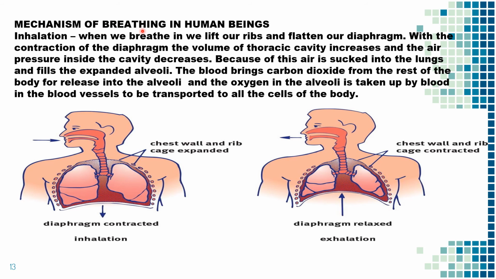Let us see the mechanism of breathing in human beings. What happens during inhalation and what happens during exhalation. Here, when the diaphragm contracts, that is, when the diaphragm moves downwards, the pressure of air inside the lungs decreases and the volume of the thoracic cavity increases. As soon as the pressure of air inside the lungs decreases, we suck in air, or we breathe in air, through the nose. And when the air enters the lungs, the alveolar sacs get filled with oxygen.